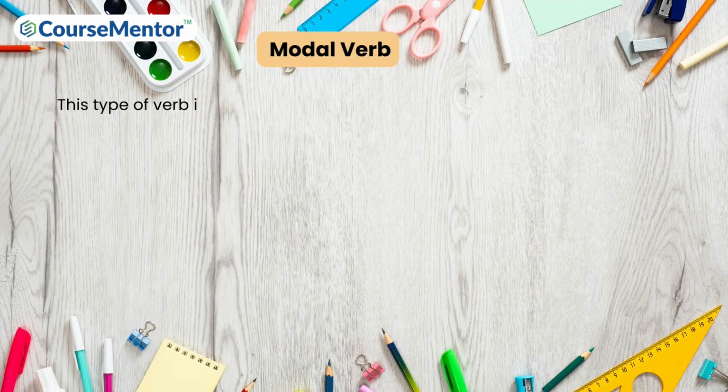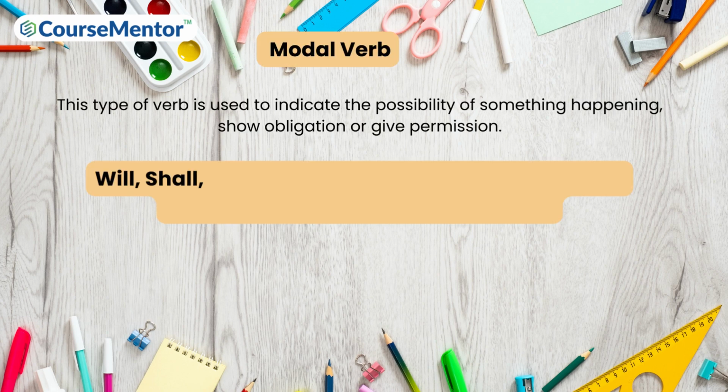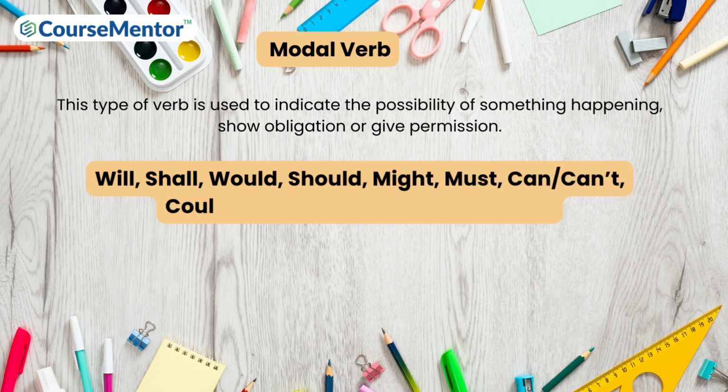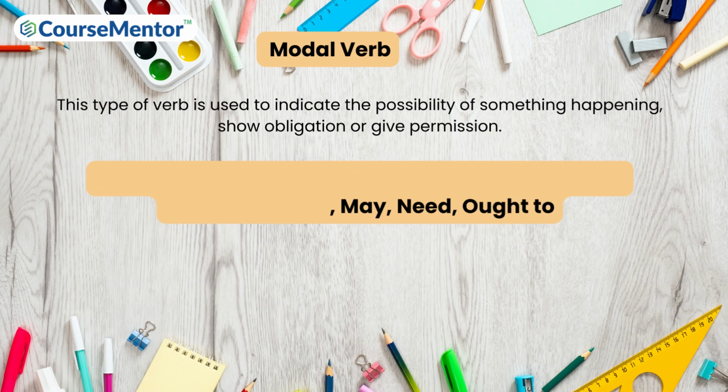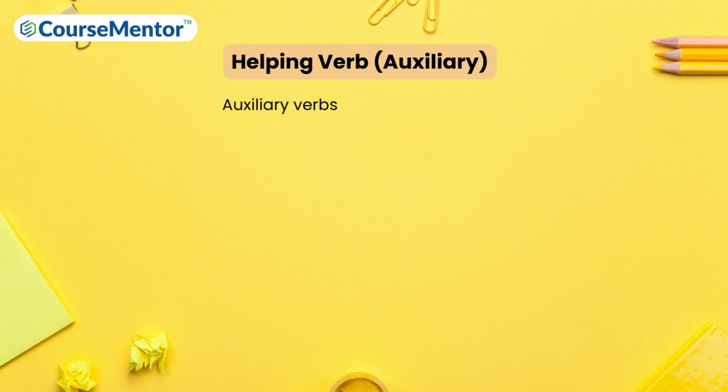Modal verb. This type of verb is used to indicate the possibility of something happening, show obligation or give permission. This includes will, shall, would, should, might, must, can/can't, could/couldn't, may, need, ought to. For example, I must finish my breakfast. My friend can speak 4 languages.